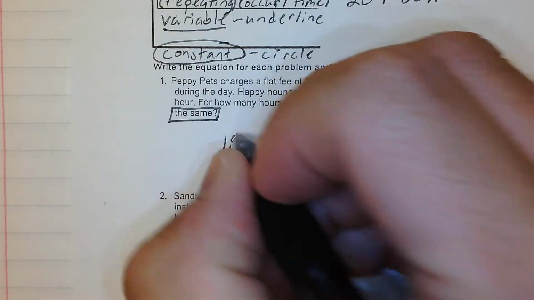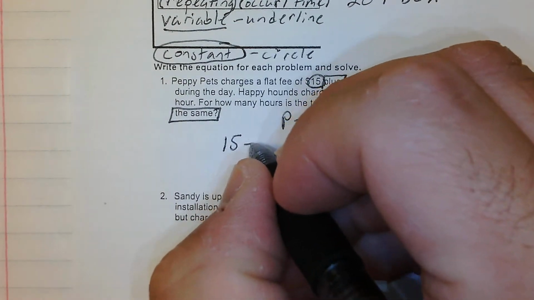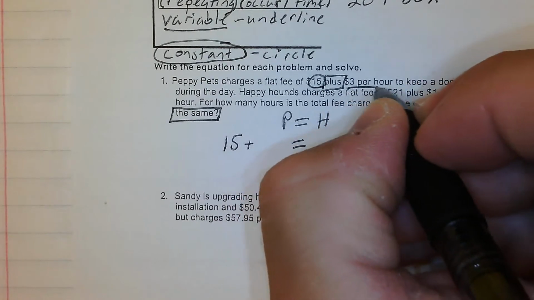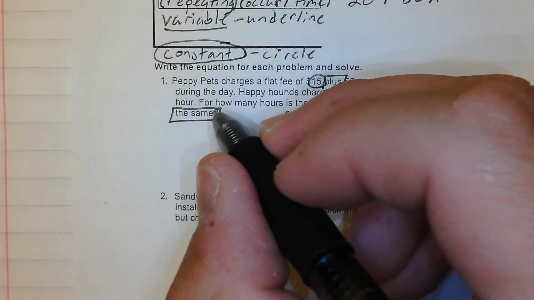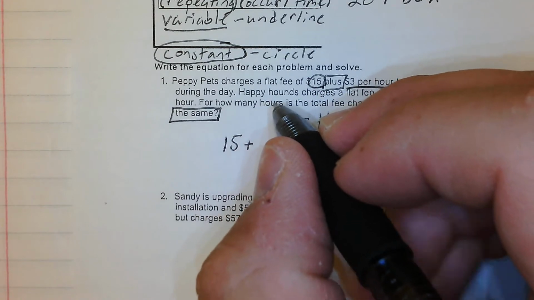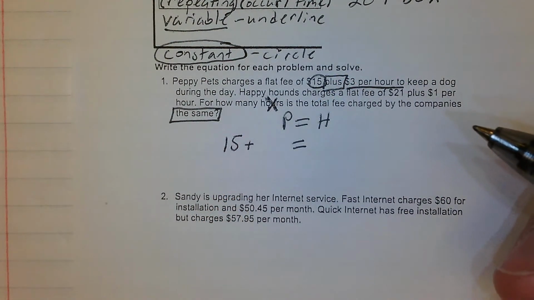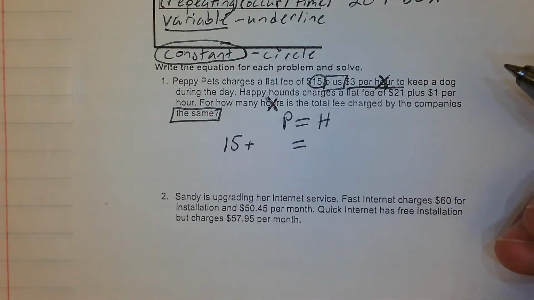So I'm going to have 15 plus, great, there's my operation, meaning we're adding to it, $3 per hour. Every time we see per, we need to put a variable. Underline it. Okay, now my variable itself, it says for how many hours. So how many hours? That means X is my unknown. My unknown is the number of hours. So every time we see hour or hours, I want to put an X there.